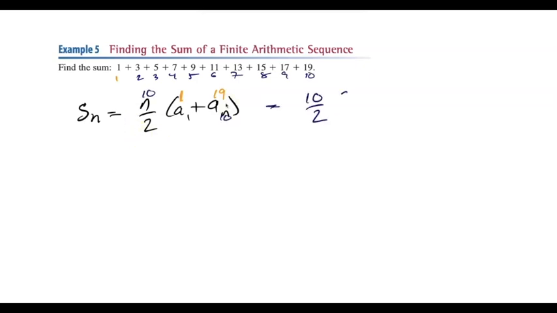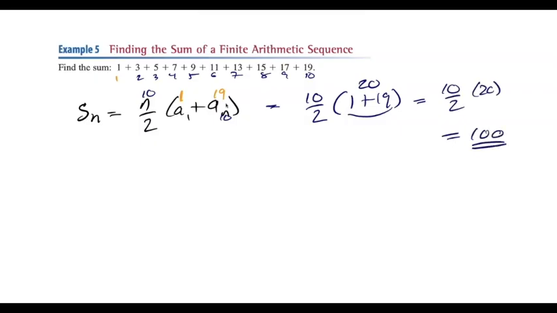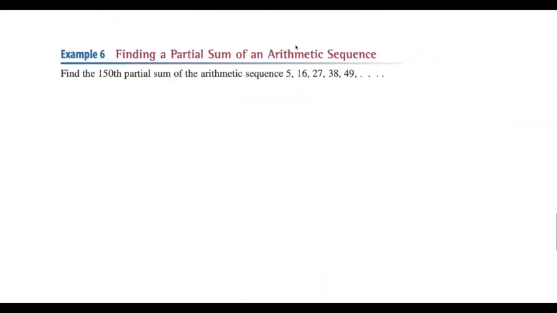So 10 over 2 times 1 plus 19. So this is 20. So you get 10 over 2 times 20. So 200 divided by 2 is 100. So that's how you find the sum of a finite arithmetic sequence. It works the same way here.